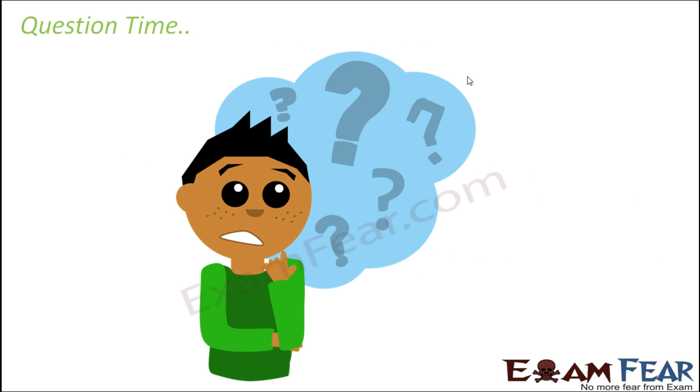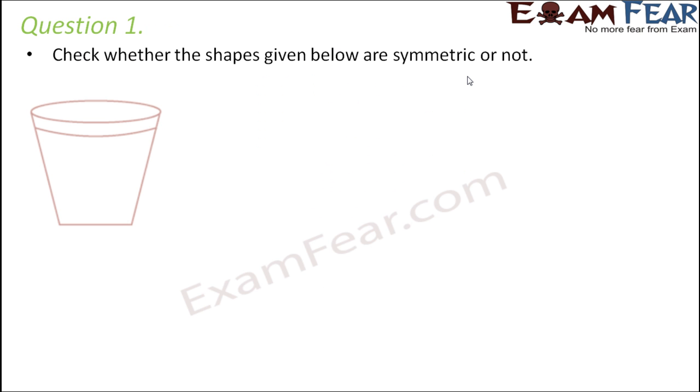So based on whatever we have learned about the line symmetry and line of symmetry, let's look at some questions. Question number 1. Check whether the shapes given below are symmetric or not. Now, whenever you are asked to determine whether a particular shape is symmetric or not, just think of the lines which might divide that shape into two equal halves.